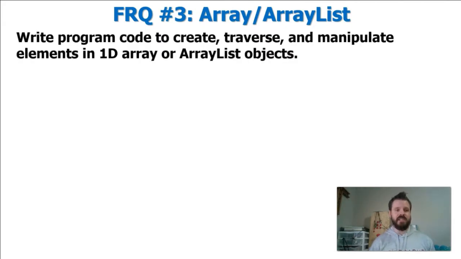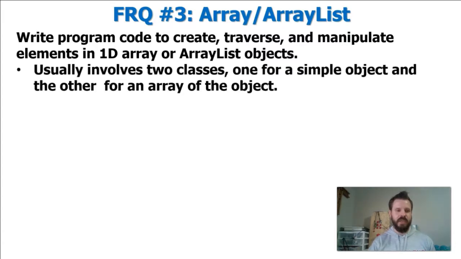All right, let's get into free response question number 3. We'll still call it number 3, even though it's the second one. The array/array list question. What is this going to deal with? Basically, write program code to create, traverse, and manipulate elements in a 1D array or an array list of objects. It could have one or the other, could have both. For the last 6 or 7 years, though, it's always had an array list to it. We'll study both of them, but you're probably going to see an array list.